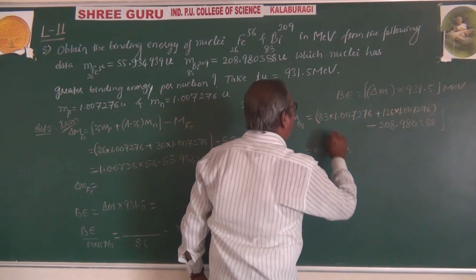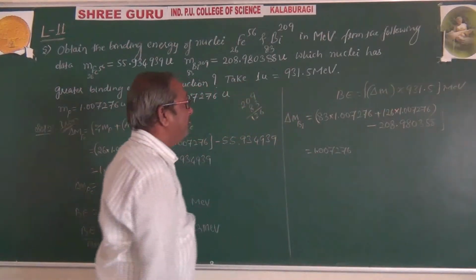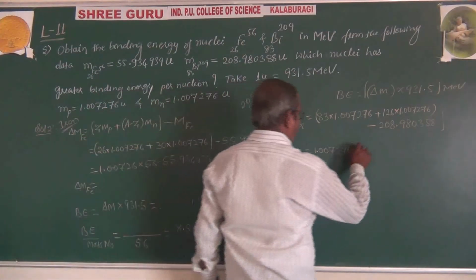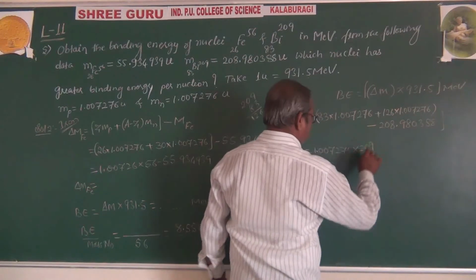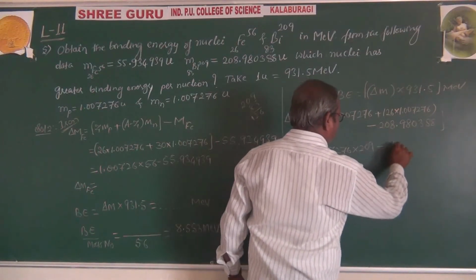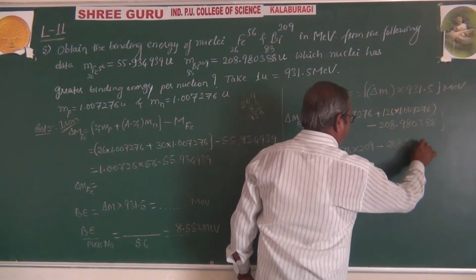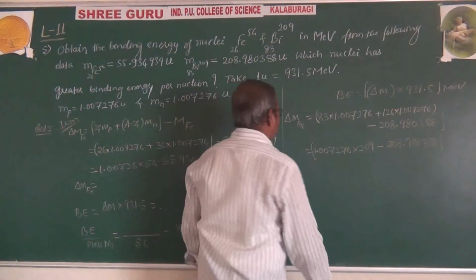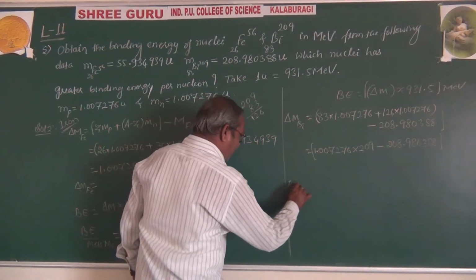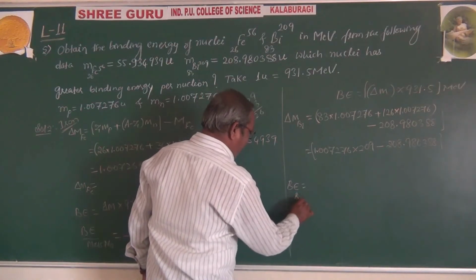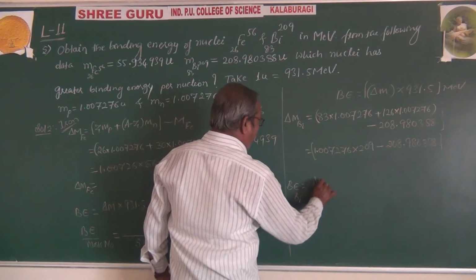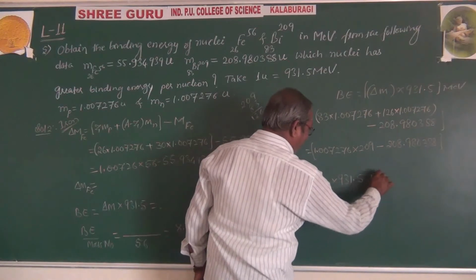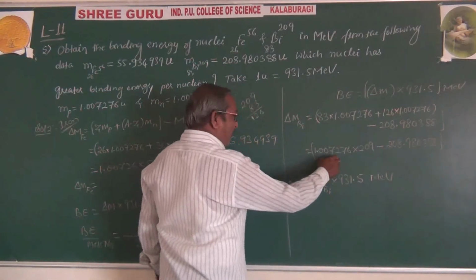1.007276 is common. 83 plus 126, that is 209, into 209 minus 208.980388. This is what the mass defect you are doing. Then later the binding energy for Bi equals delta m for Bi into 931.50 MeV. Substitute the value here and you will get it.